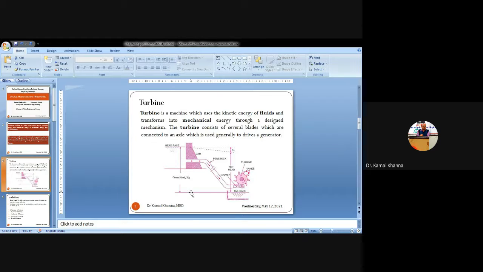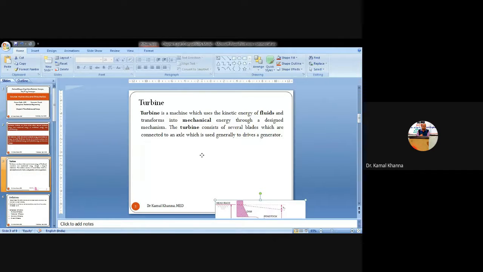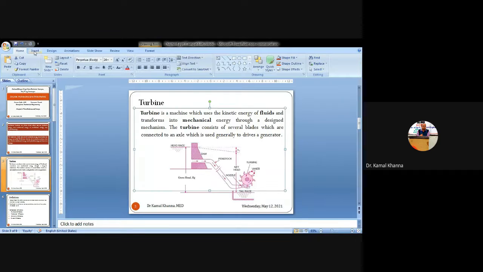So this gross head is the difference between the tail race and the point where the water is transported from the upper height of the dam. So this difference is called the gross head. That is the difference between the head race and the tail race, which is called the gross head.